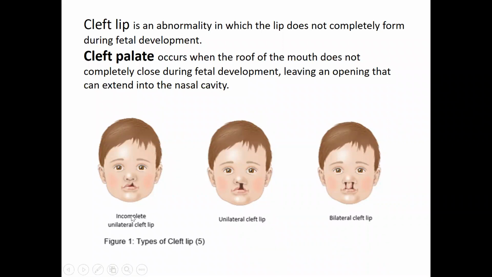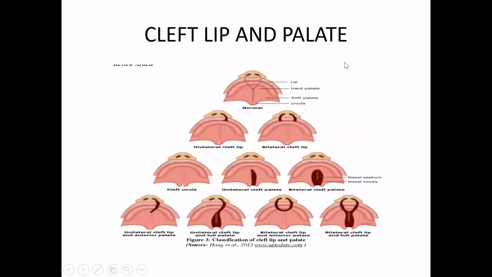You can see this is an incomplete unilateral small cleft lip only. This is a unilateral but complete cleft lip. This baby has a bilateral cleft lip. There are so many types; these pictures represent the different types. This is a normal one. This is a unilateral cleft lip. This is a bilateral cleft lip.